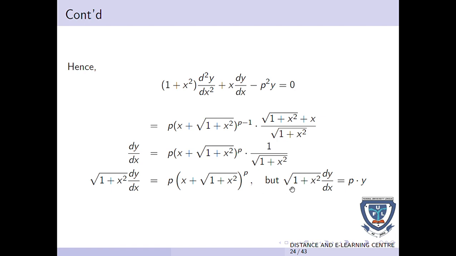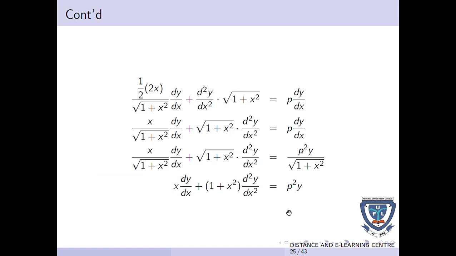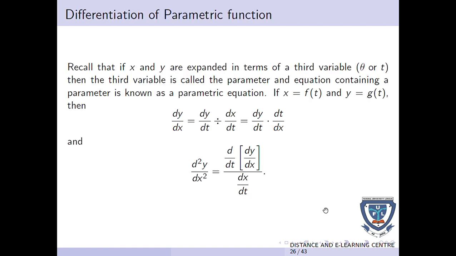But square root of 1 plus x squared dy/dx is equal to p y from our initial assumption. So continuing, you do your substitutions, and when you simplify after your substitutions, you're going to have that x dy/dx plus (1 plus x squared) d²y/dx² will be equal to p squared y. And when the p squared y crosses over to the left hand side, you have it to be equal to 0.